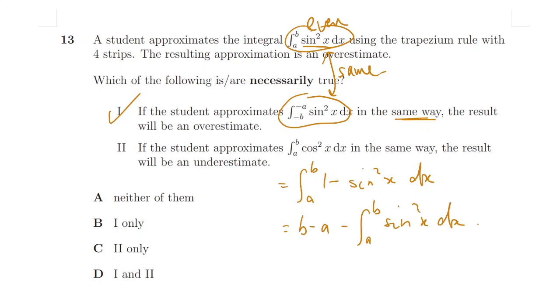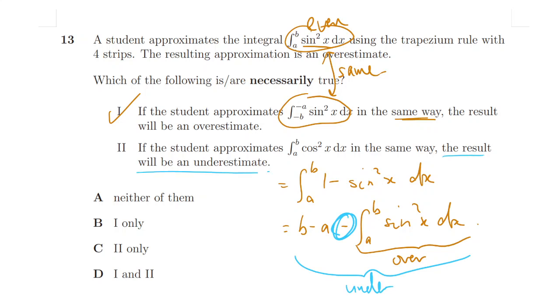Okay, so I overestimated this guy, right? This was an overestimate. But now, you see, there's a negative sign in front. If you overestimate something and you negate that, what happens? Well, you will have an underestimate for the whole thing, right? So, what does it say? The result will be an underestimate. That is indeed true, right? So, option 2 is also solid. So, we have option D as our answer.